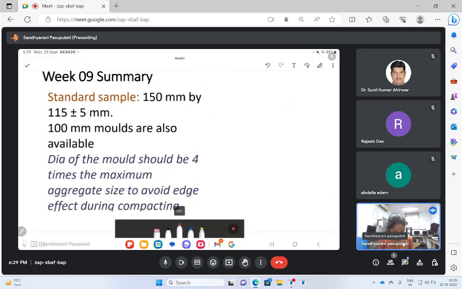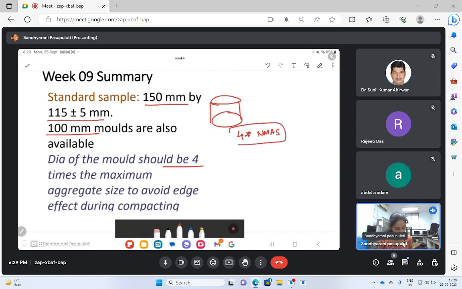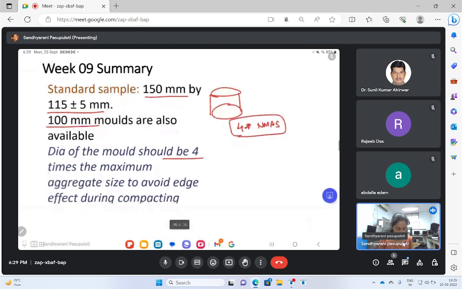So you don't need to remember this. Let us say these are the specimen sizes. You can observe that the specimen sizes are different from the Marshall design. So 150 is the diameter and the height would be 115. And nowadays we also have molds to prepare 100 mm diameter specimens. The diameter is chosen in such a way that it should be 4 times the nominal maximum aggregate size. This is to avoid the end effects during compaction.